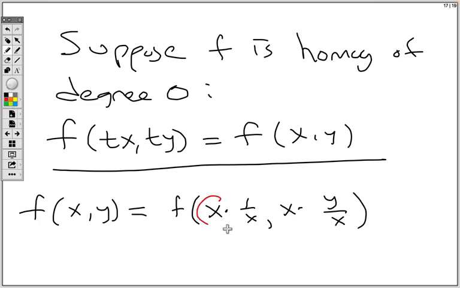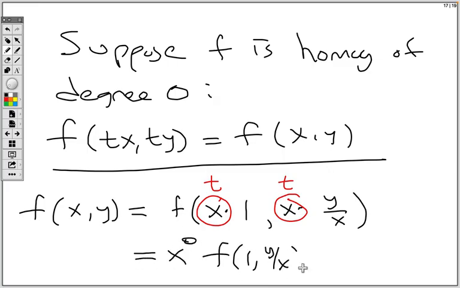And then I can think of this as being the scaling factor t. Excuse me, it's x times 1. This is x times 1 times x times y over x. So if I think of this as now my scaling factor, I can factor that out. So that would be x to the 0 f of 1, y over x. In other words, f of 1 comma y over x.